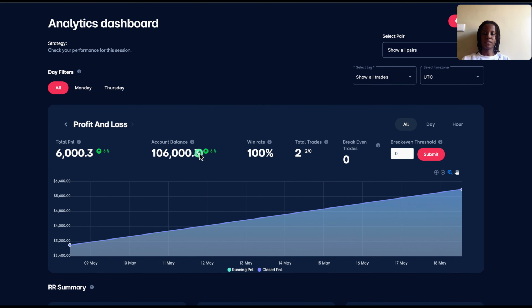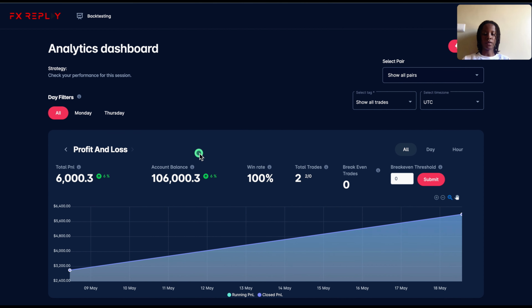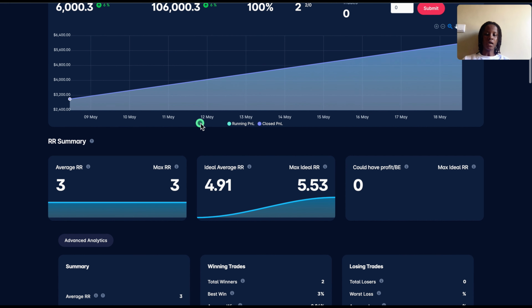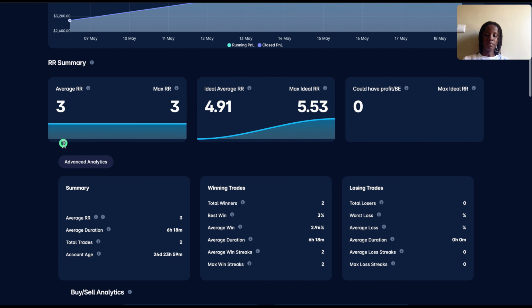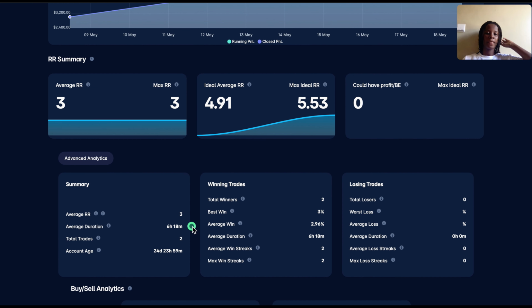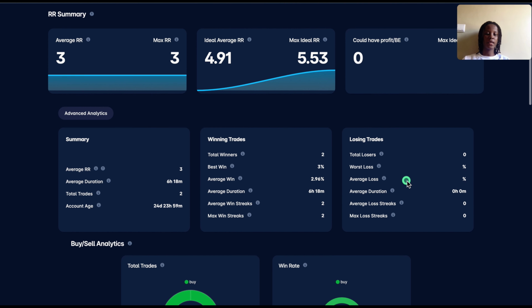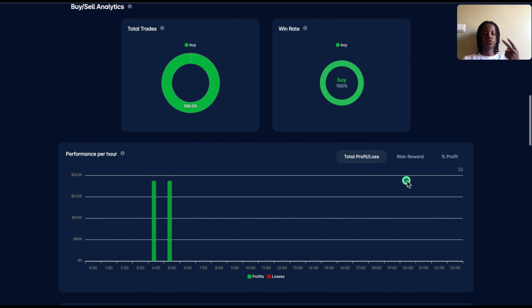Because we only had 2 trades in the whole month, this is how our equity curve was. We made 6%. Our ideal average RR is 4.9. Our risk to reward ratio is 3, but we do not have any losses, that's why it's showing 3. In all those trades, our average holding duration was 6 hours and 18 seconds. But most of the time, having only 2 trades, you cannot really make any decisions from the data.